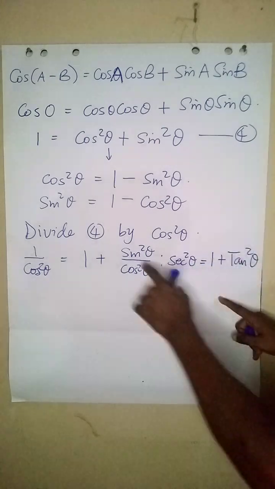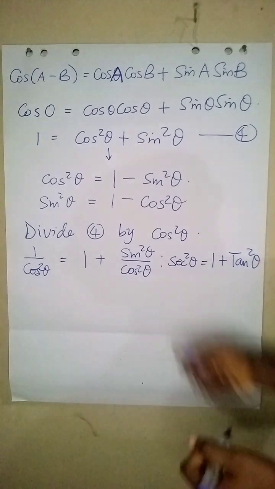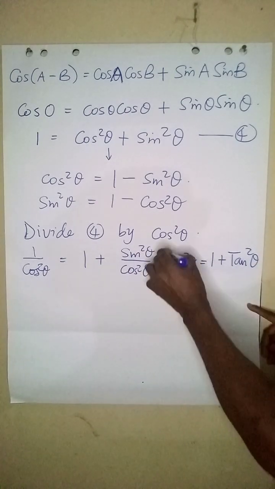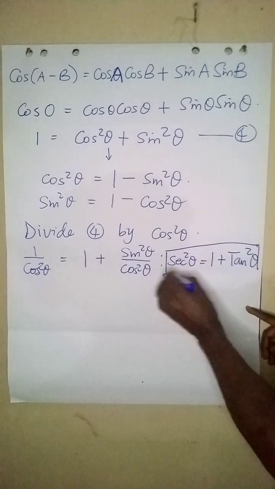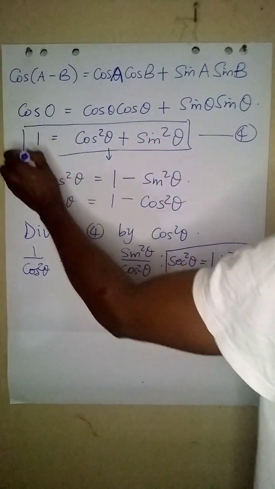So I would like to remind you that sine theta over cos theta is tan theta. So sine square theta over cos square theta will give us this. So we have another relation here. Take note of all these relations, most especially this and all that.